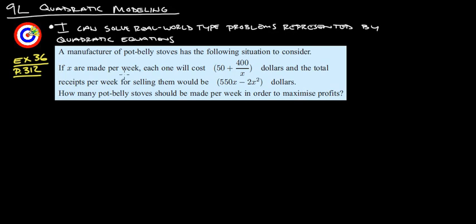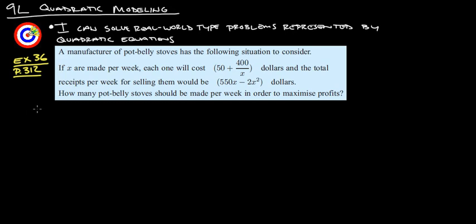All right, last example. This is example 36 from page 312. A manufacturer of potbelly stoves has the following situation to consider. If x stoves are made each week, each one is going to cost 50 plus 400 over x dollars, and the total receipts for the week for selling them would be 550x minus 2x squared dollars. How many potbelly stoves should be made per week in order to maximize profits?